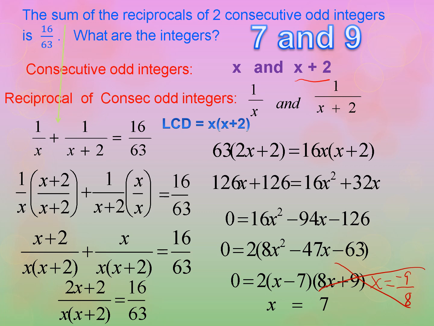So that is how we tackle the sum of the reciprocals of two consecutive odd integers. Now, let me also tell you that this would be the same process you would use if they said two consecutive even integers. The process will be the same.